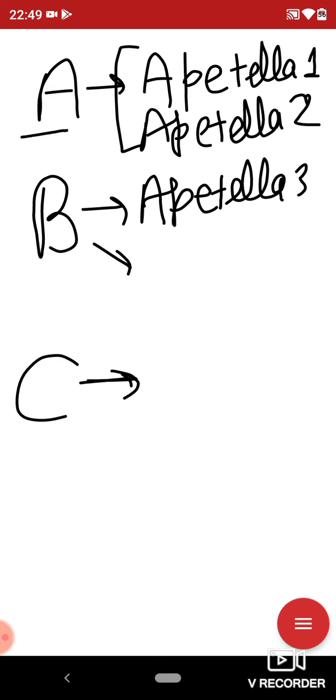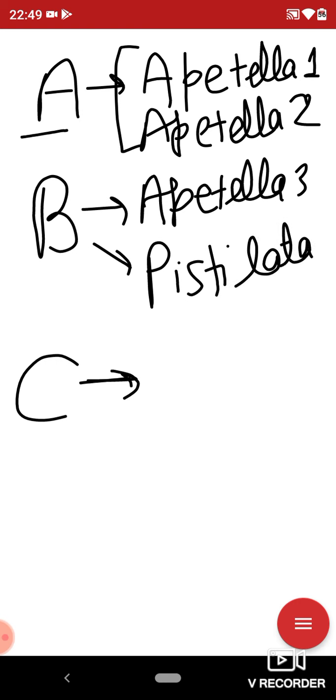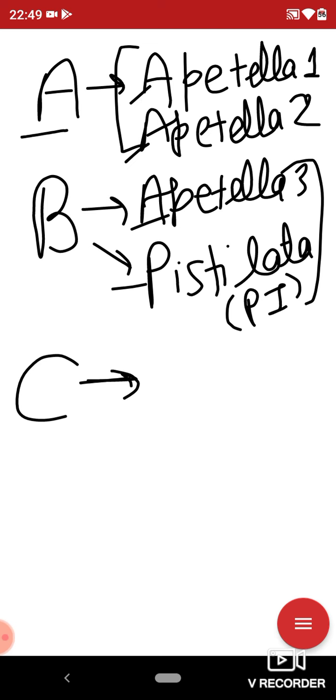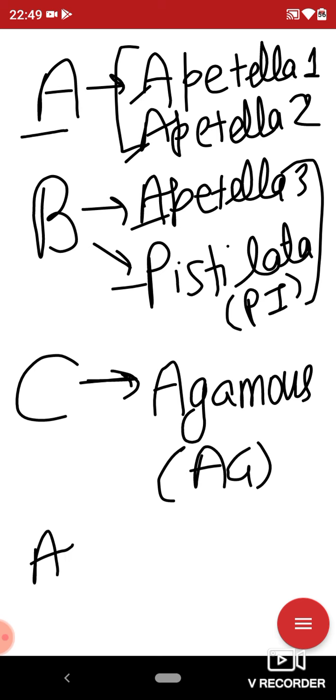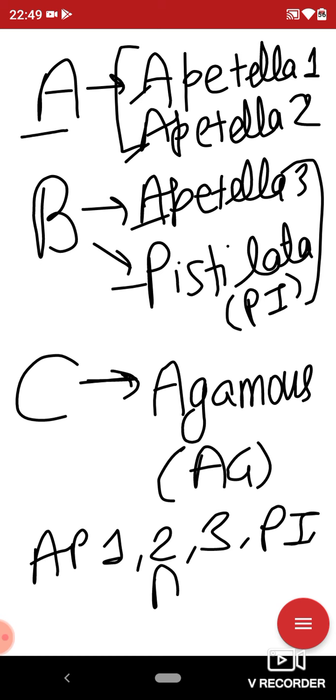The class B gene family also has another gene, which is called Pistillata, abbreviated as PI. So the class A gene family has the 2 genes Apetala 1 and Apetala 2. The class B gene family has Apetala 3 and Pistillata, also 2 genes. And the class C gene family has a single gene, that is Agamous, abbreviated as AG. So a total of 5 genes: Apetala 1, Apetala 2, Apetala 3, Pistillata and Agamous.